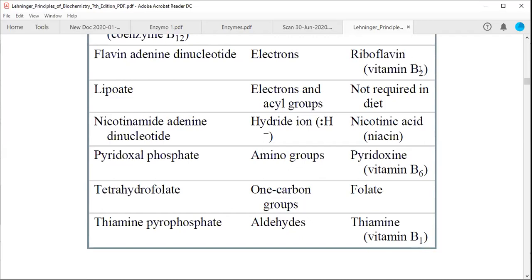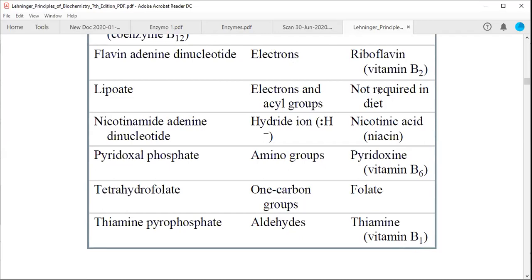Now there is vitamin B2 that is called riboflavin. So this flavin adenine dinucleotide is a coenzyme, and we need vitamin B2 or riboflavin in our diet. Why we need this in diet? Because we need many electron transfer reactions in metabolic pathways. To catalyze these electron transfers, we need the vitamin B2.